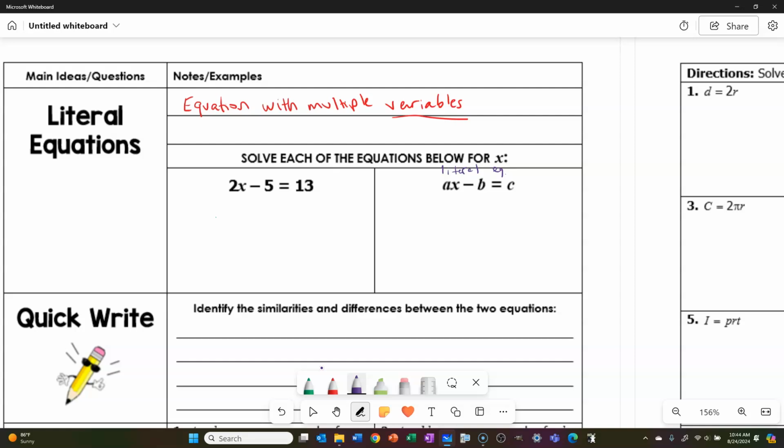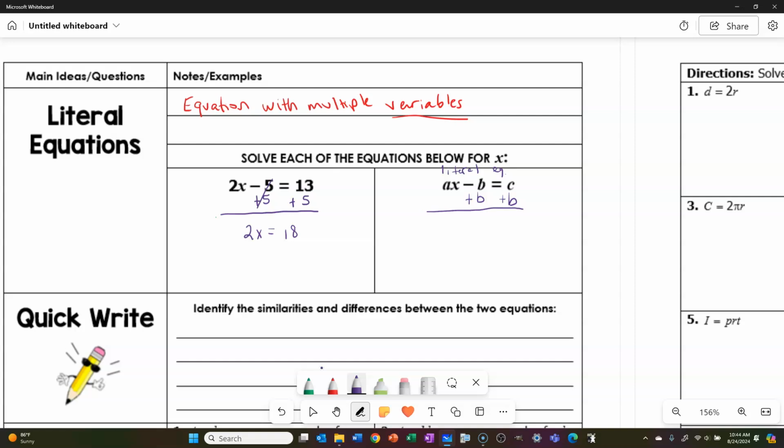So let's try to solve these side by side and see what happens. In this equation that we've been solving, hopefully we know the first thing we're going to do is add 5 to both sides, because we start with undoing the addition and subtraction. So that leaves us 2x equals 18. So over here on the literal equation, let's do that same thing. The thing that matched that minus 5 was this minus b. So I'm going to add b to both sides.